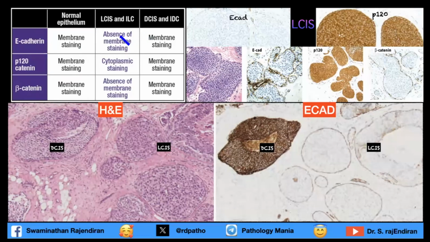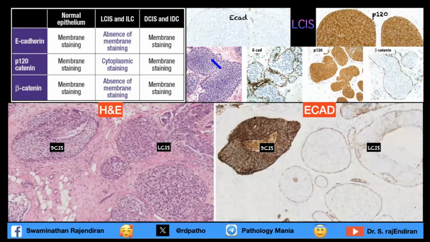There are 3 markers you have to remember: E-cadherin, P120, and beta-catenin. All of these markers will be having membranous staining in DCIS or infiltrating ductal carcinoma, whereas E-cadherin will be absent in lobular neoplasia, and P120 will be cytoplasmic staining. Here you can see the example.